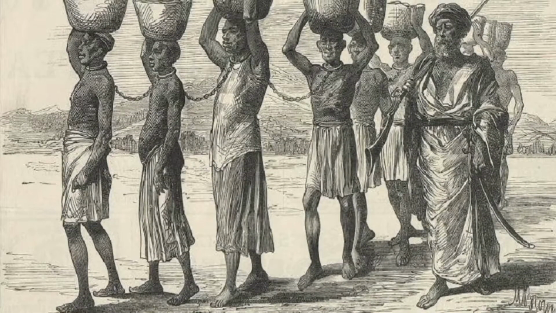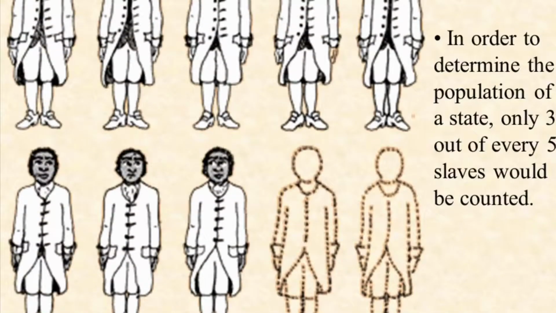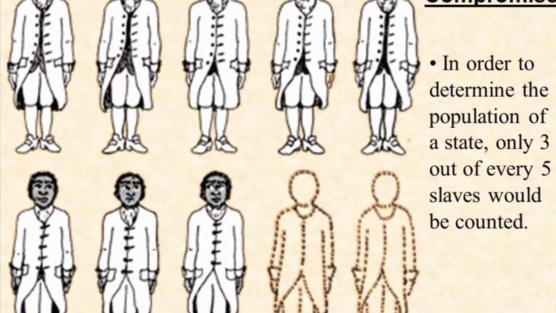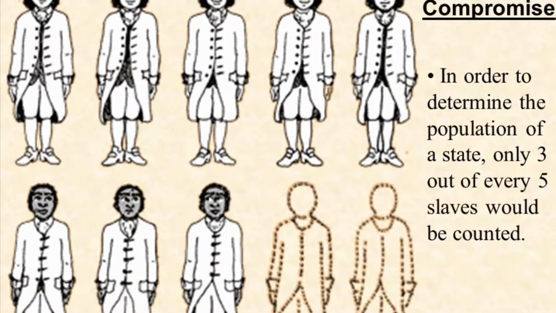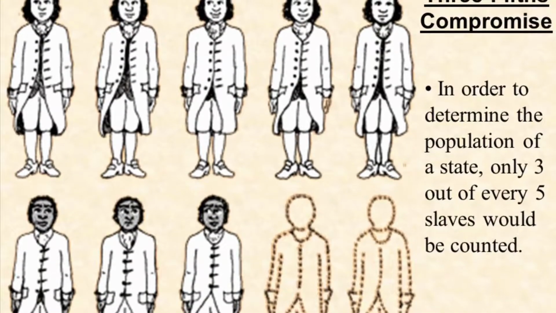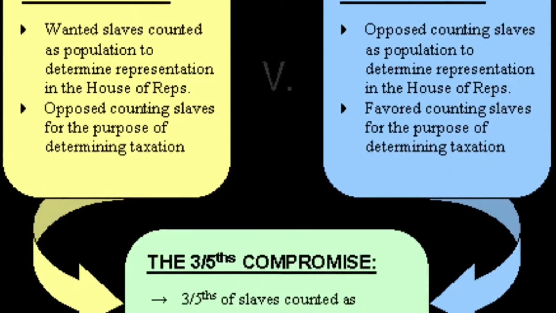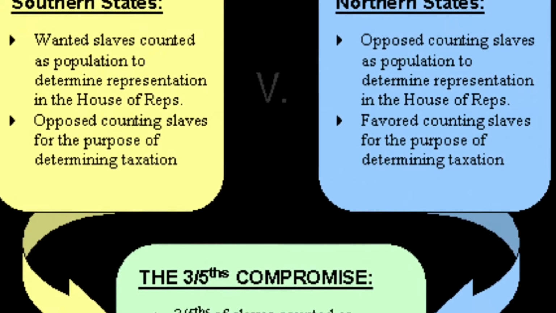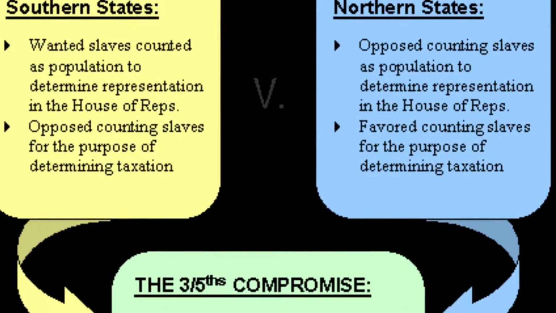The Three-Fifths Compromise had another effect. The Three-Fifths Compromise, established during the Constitutional Convention, resulted in 3/5 of the number of slaves in a state being counted towards the state population. All of these effects were caused by the Three-Fifths Compromise.